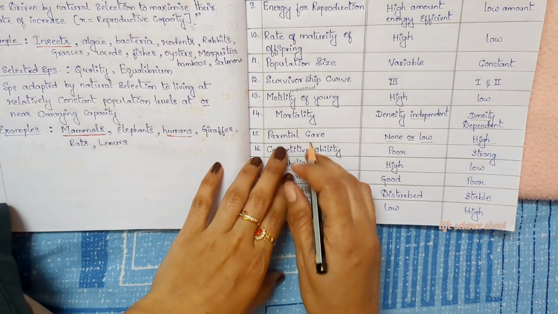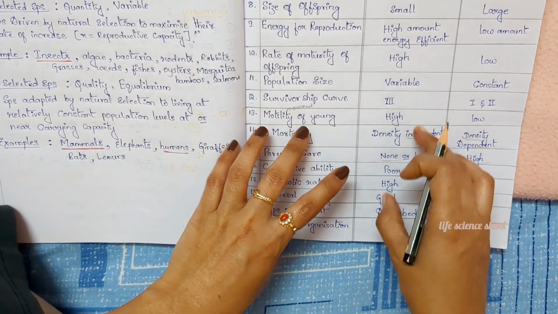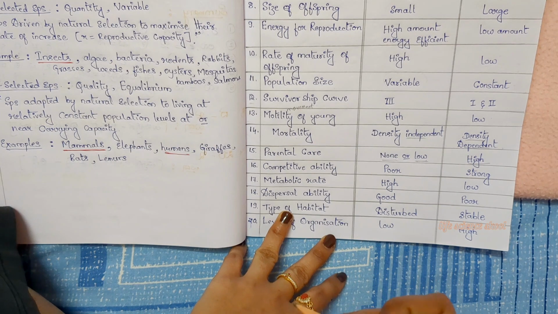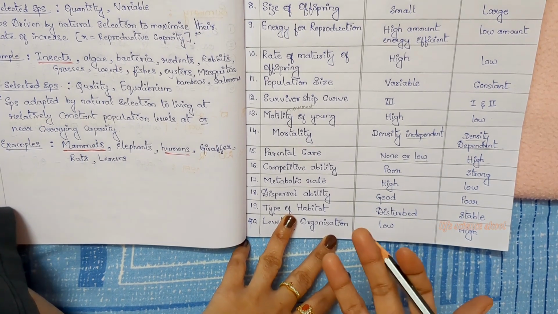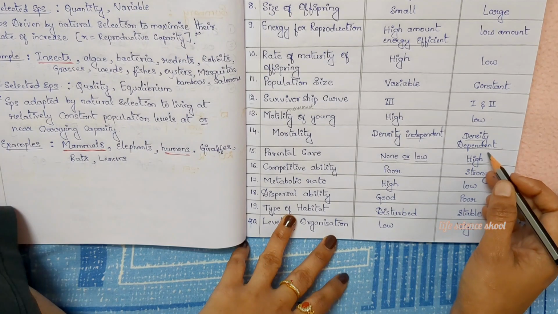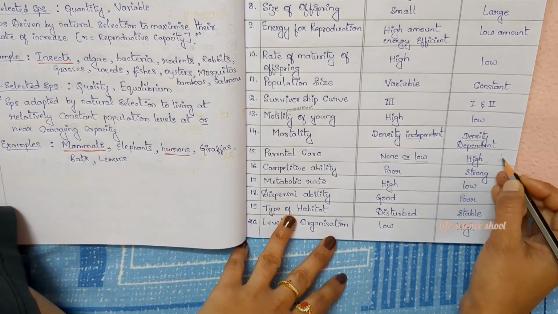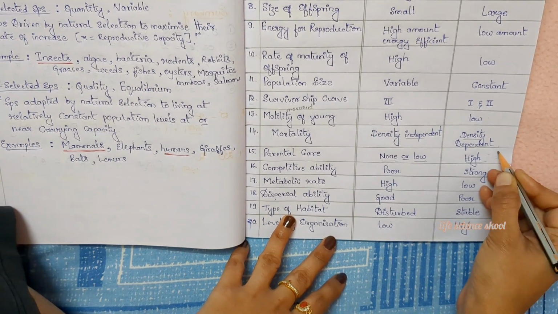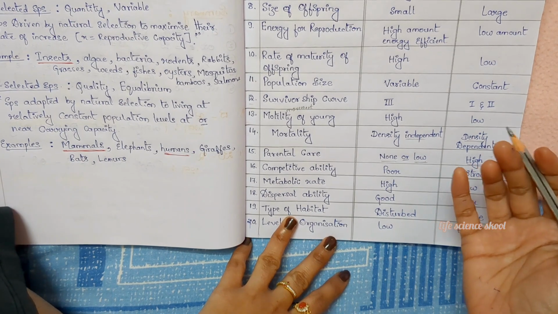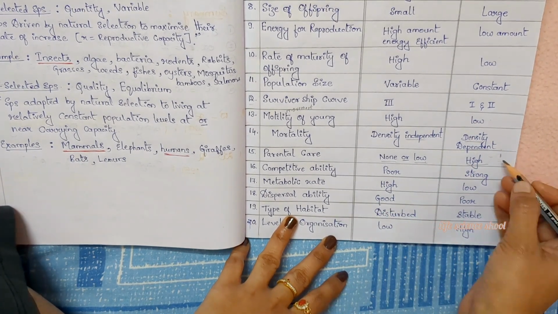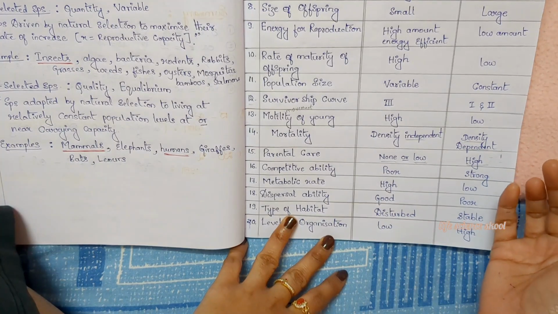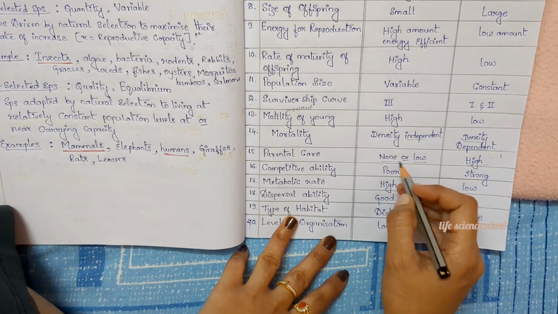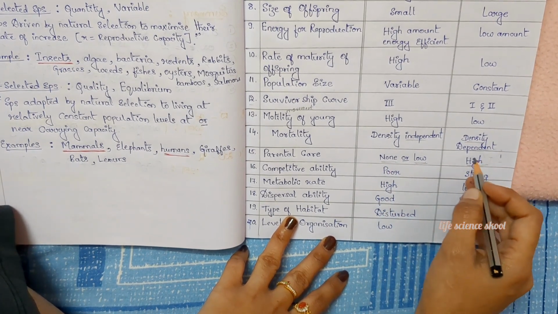For example, insects or fishes lay eggs and don't show any parental care because there are too many offspring. But in K-selected species, the offspring is only one or two, so they can give high parental care. The reason is that if there is only one child in a family, they will give more love and care, because only one is there to pass on their generation. Where there are so many offspring, they don't care much. So parental care is low or none in r-selected species, and high in K-selected species.